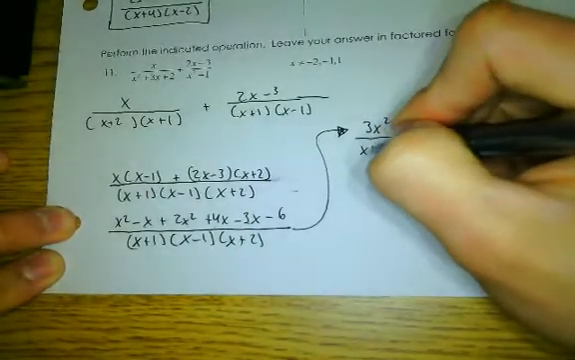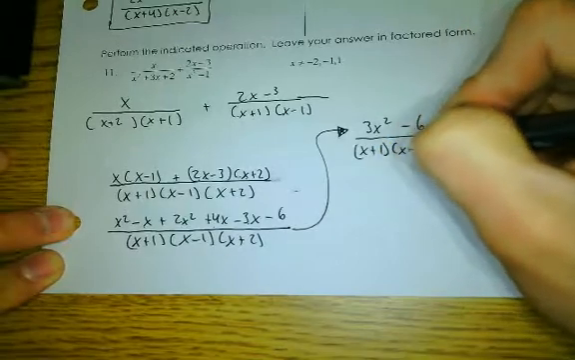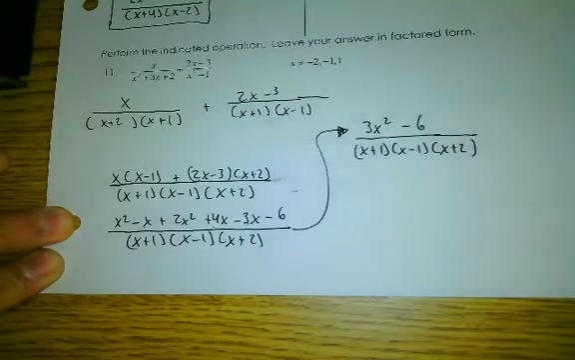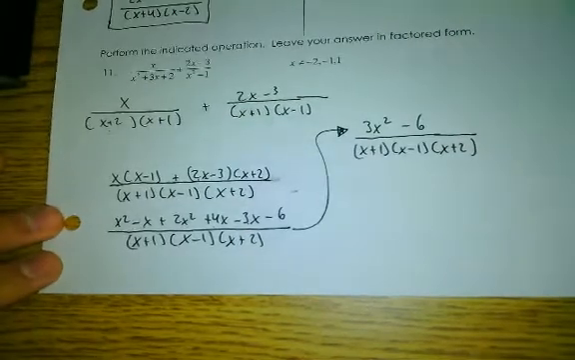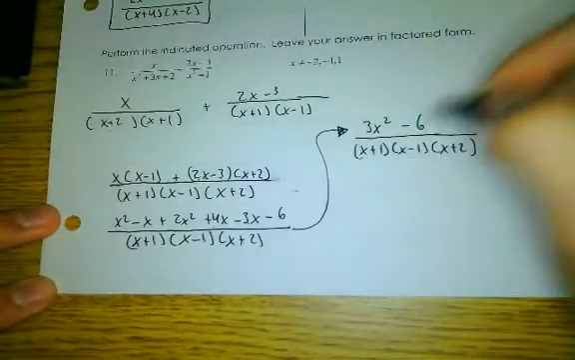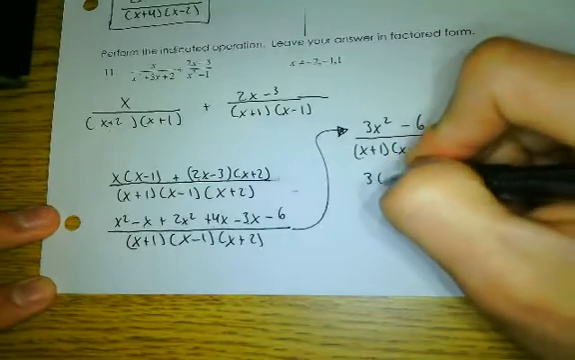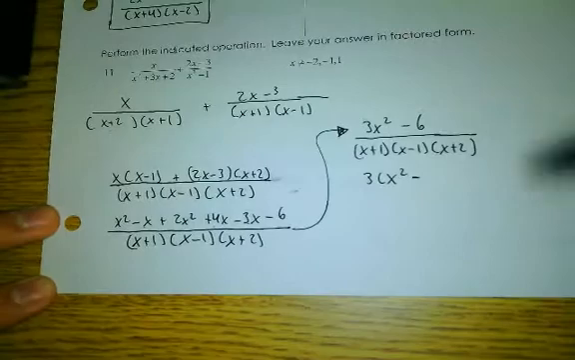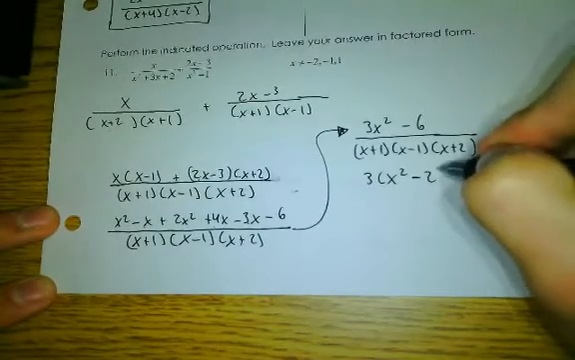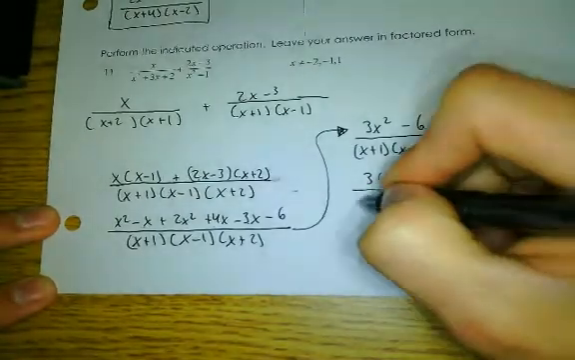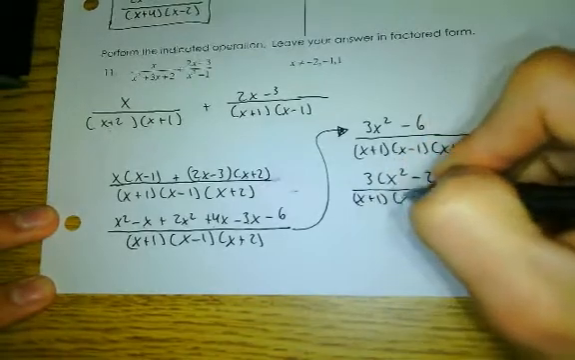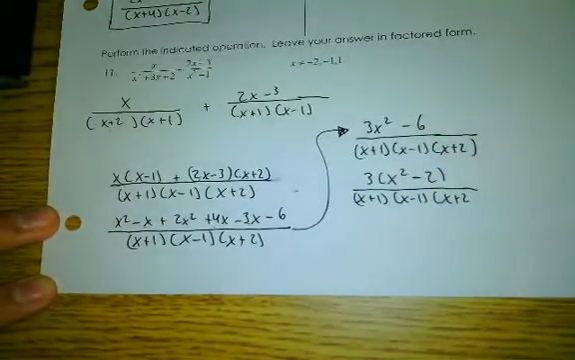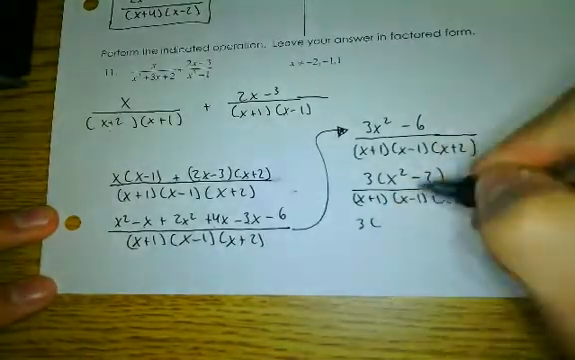This should simplify further. On the numerator, if we factor out a 3, then you have 3 times x squared minus 2, over x plus 1, x minus 1, x plus 2. And lastly, x squared minus 2 should factor out to be, no it doesn't. I was like, wait a second, no it doesn't. That's it, that's as simple as it gets.